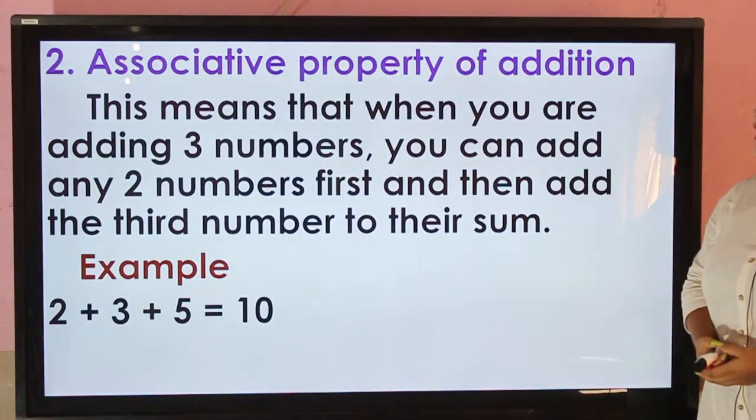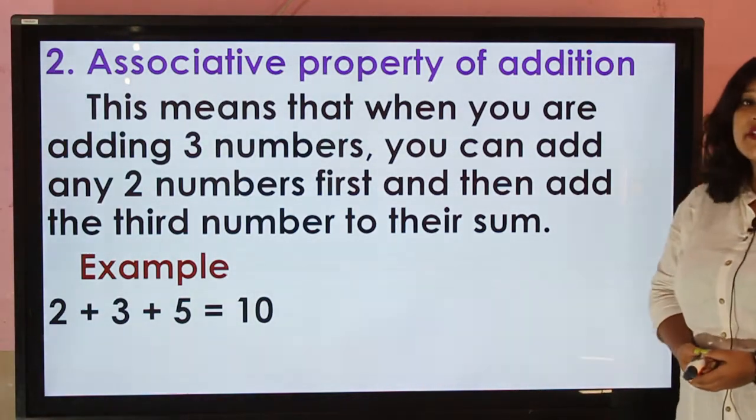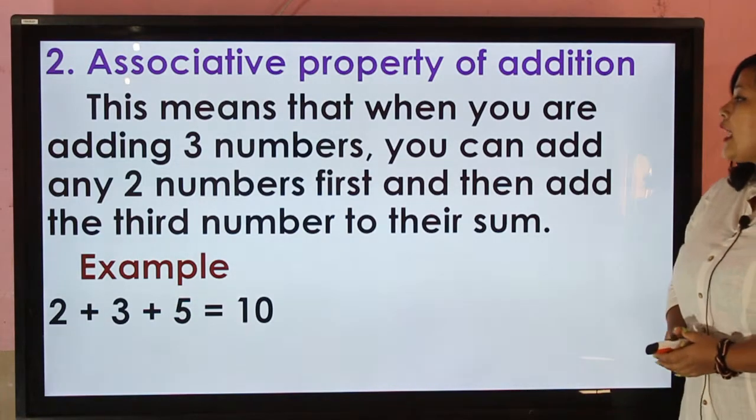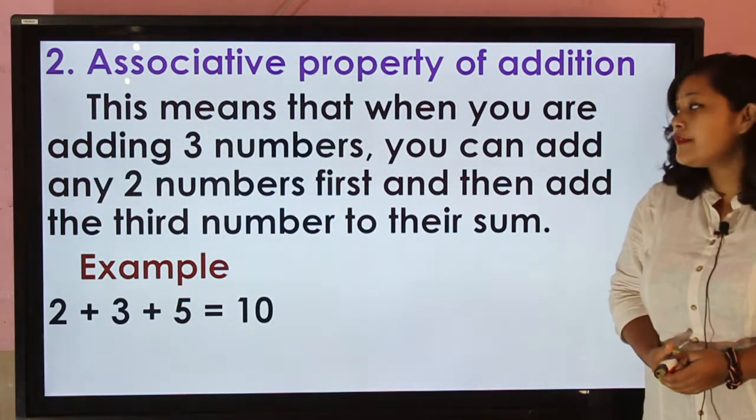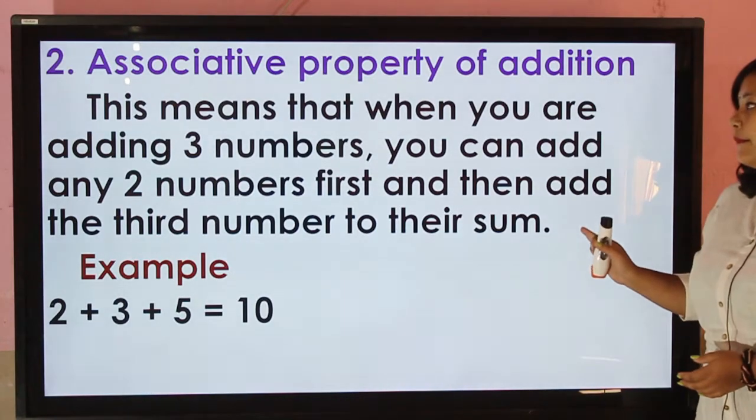Associative property of addition. This means that when you are adding three numbers, you can add any two numbers first and then add the third number to their sum.